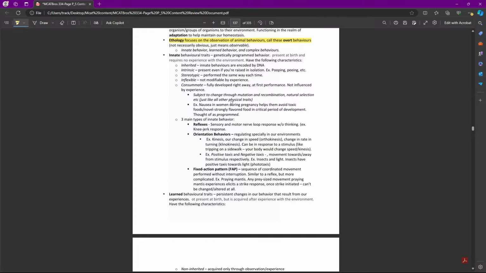We have orientation behaviors, which regulate our position specifically in our environment. Example: kinesis, a change in speed or changing the rate of turning in response to a stimulus. Tripping on the sidewalk, your body will change speed. Example: positive taxis and negative taxis, movement towards or away from a stimulus respectively. Insects and lights: insects have positive taxis towards light.